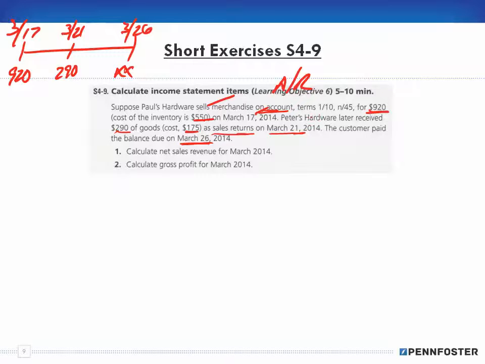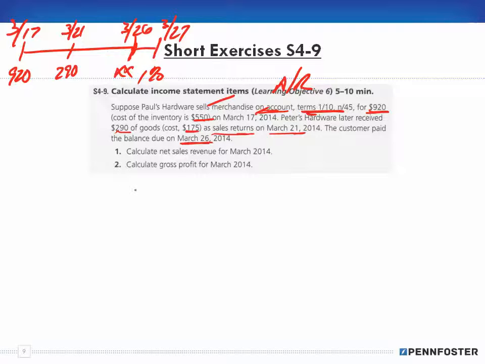But now here's the gist: the terms are 1/10, net 45. So what's 10 days from 3/17? Well, 10 days from 3/17 is 3/27. So the payment here falls within the discount period, so there's a 1% discount that's being taken. The question says here, calculate the net sales revenue for March 2014.